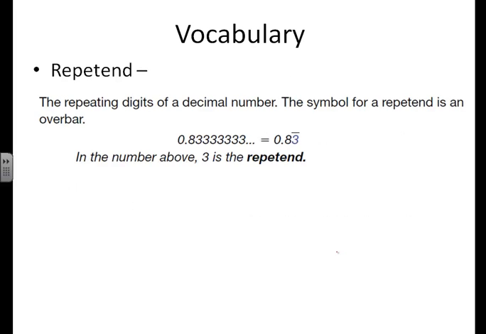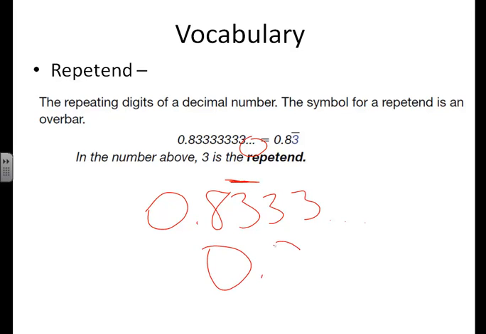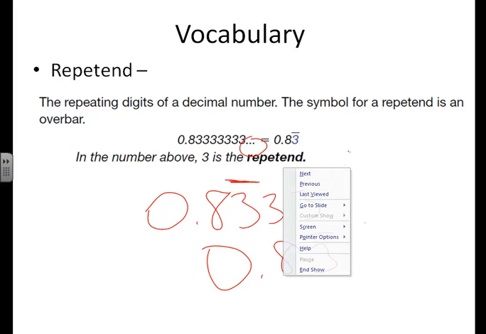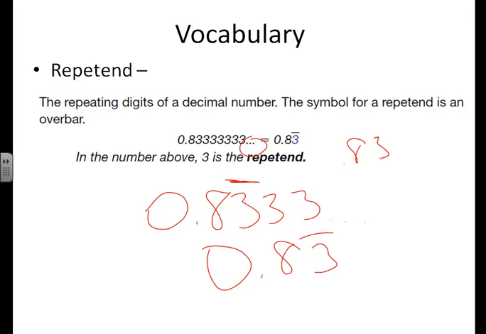Okay, so repetend is our vocabulary, and that is the repeating digits of a decimal number. The symbol for repetend is an over bar. So in the number above, 3 is the repetend. You have 0.8, and you have 3, 3, 3, and then the ellipses here tell us that those 3's go on forever. So we don't have to keep writing the 3's. We stop at the first 3 and put the repetend over it. Or I'd even take it with just the .83 repetend without the 0, as long as you can see that decimal in front of them.